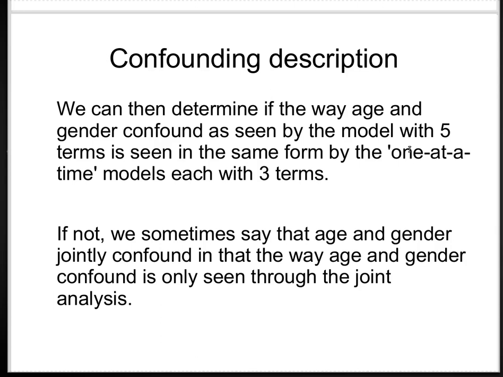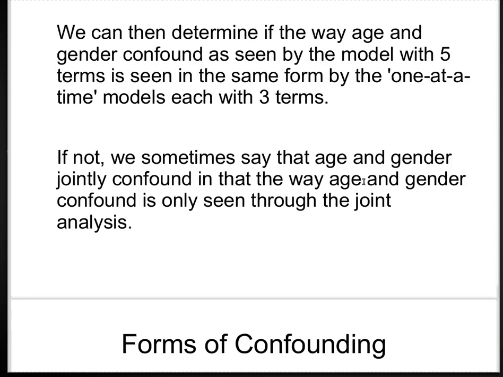I think it's probably best to notice that if age and gender confound, and the confounding is only seen with the joint analysis, the form of the confounding we're seeing, where the value of beta 1 from the model with 5 terms is different from the 2 one-at-a-time models, then that's the correct measure of the confounding here, the one that's seen through the joint analysis. Okay.